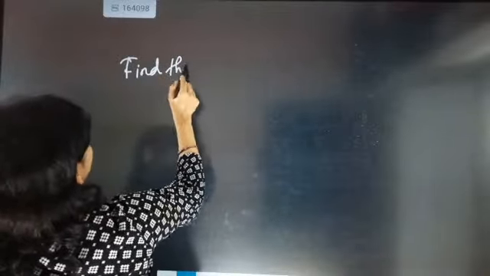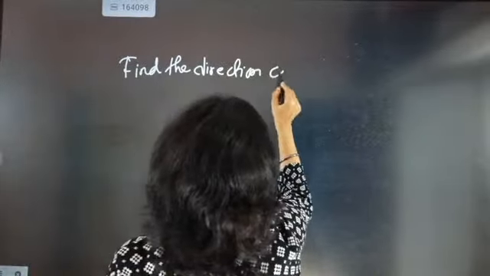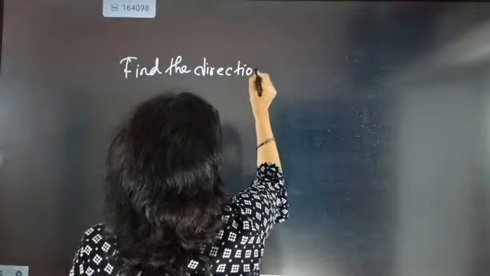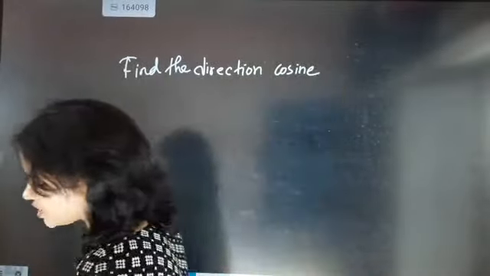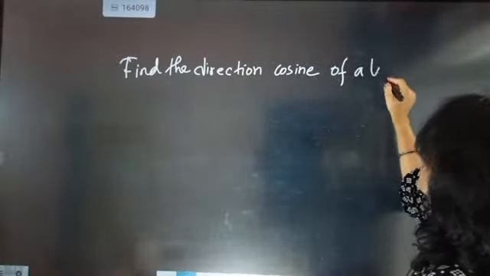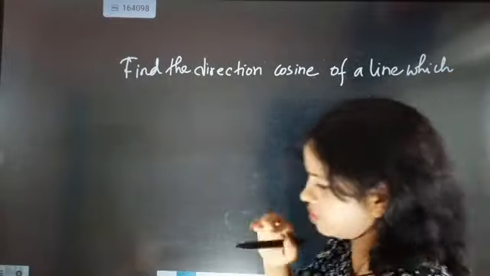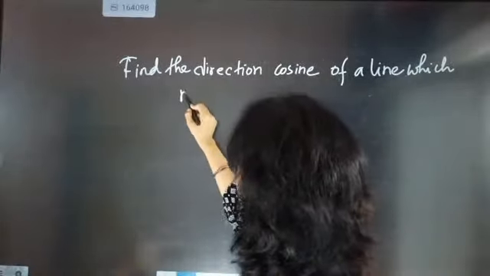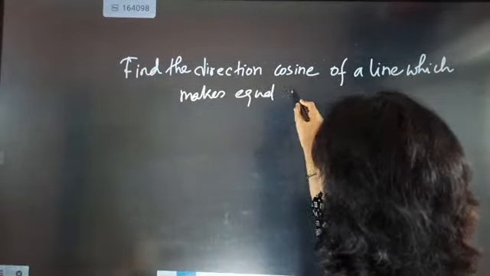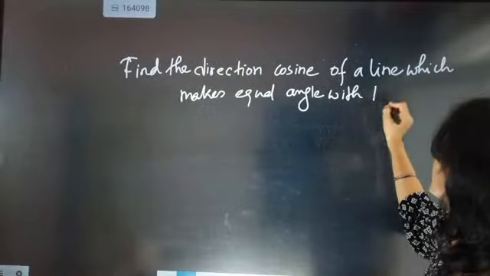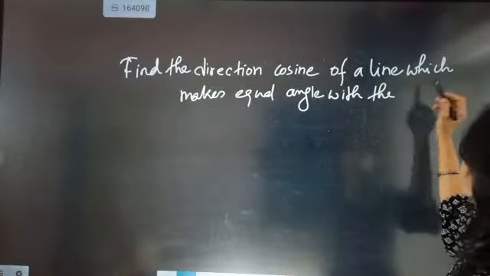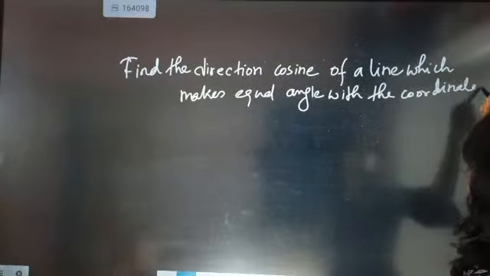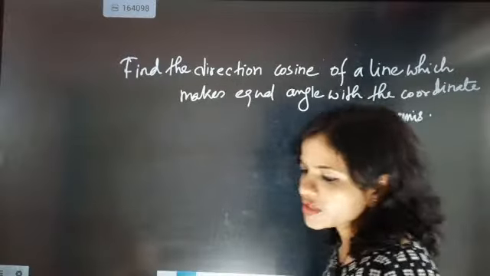One simple question they're asking, the question is: find the direction cosine of a line which makes equal angle with the coordinate axis. Now one small thing, which makes equal angle with the coordinate axis.